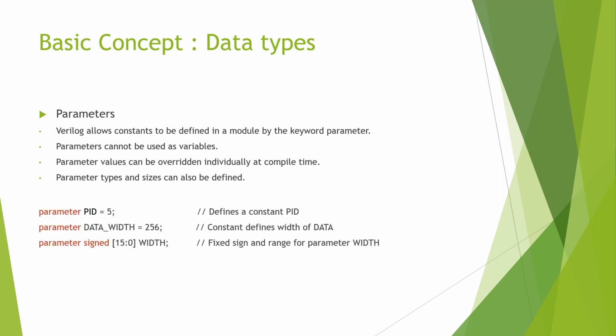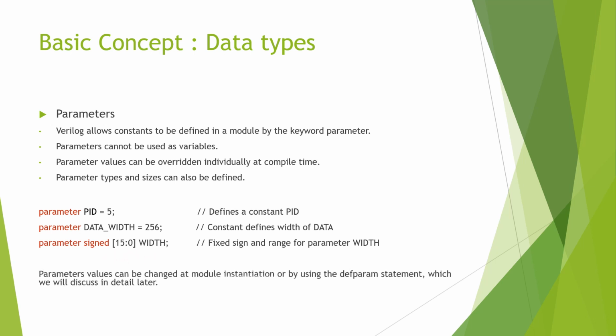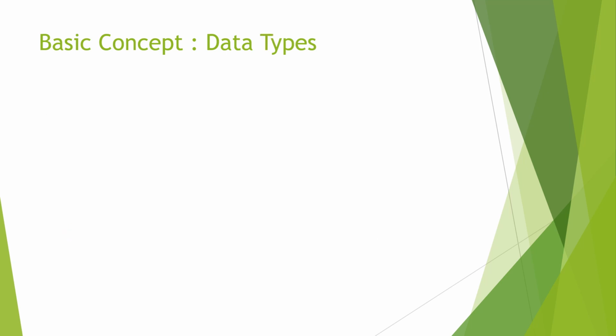Let's see some examples. Here we have declared parameter PID with value 5. This is the parameter data width, whose value is 256. Here we have declared a signed parameter which has a range of 16 bits, 15 down to 0. Parameter values can be changed at module instantiation or by using the defparam statement, which we will discuss in detail later.